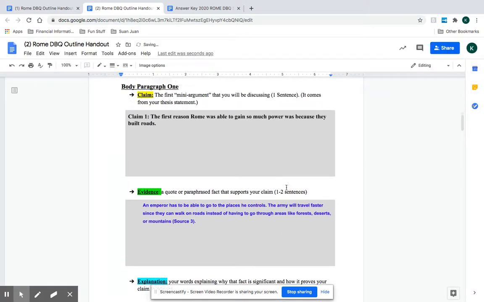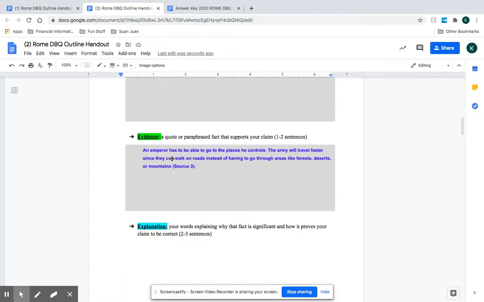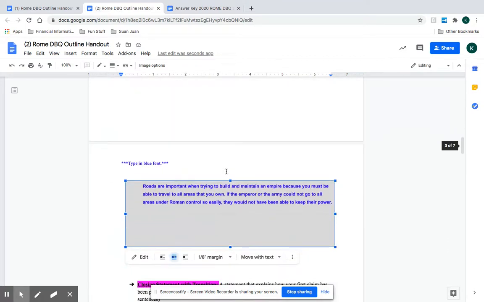So here's what I have so far. The first reason Rome was able to gain so much power was because they built roads. An emperor has to be able to go to the places he controls. The army will travel faster since they can walk on roads instead of having to go through areas like forests, deserts, or mountains. Roads are important when trying to build and maintain an empire because you must be able to travel to all areas that you own. If the emperor or the army could not go to all areas under Roman control so easily, they would not have been able to keep their power.